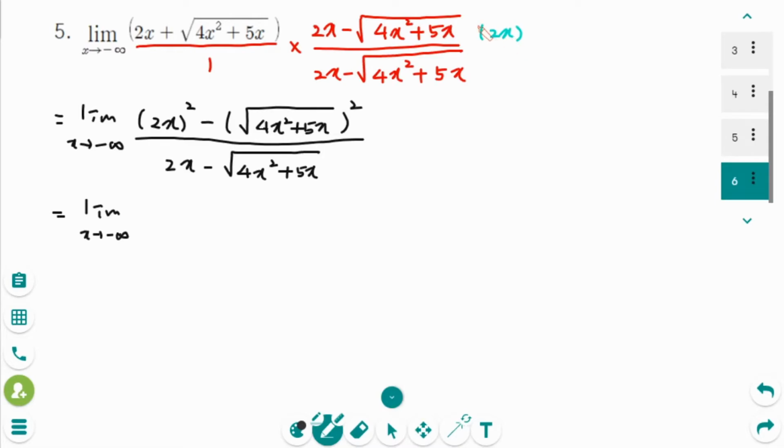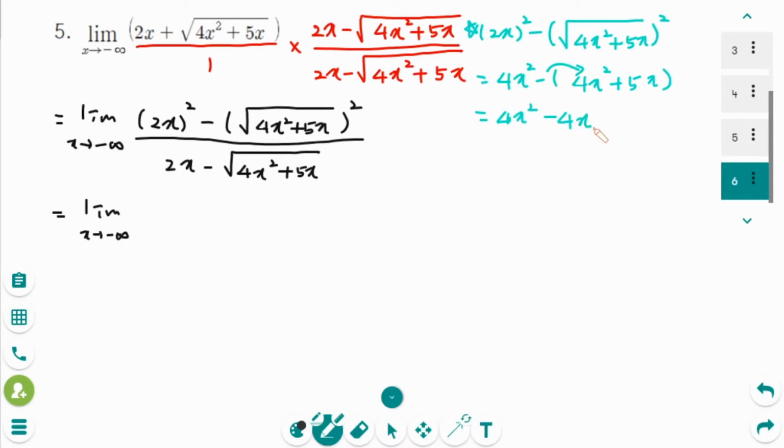The numerator part is, then simplify, it's 4x squared minus 4x squared plus 5x, and then expand, simplify. So here minus 5x, and then the denominator is the same.